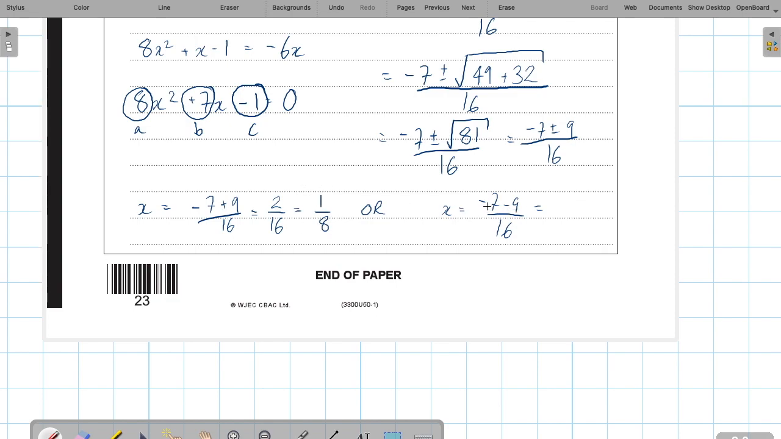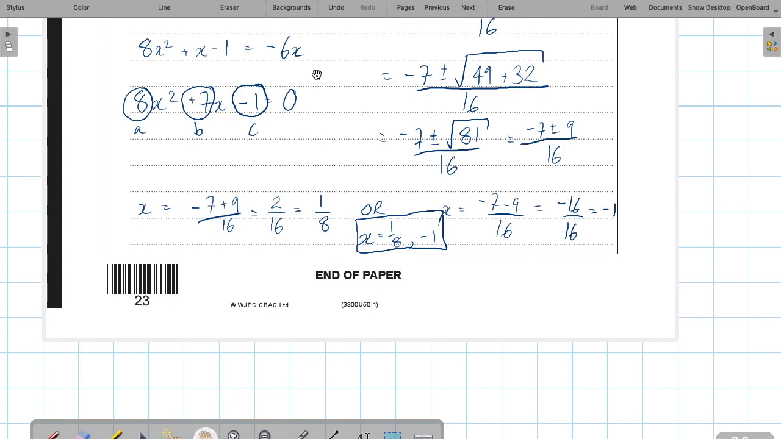Or minus 7 minus 9. When we've got two of the same sign, I like to just forget the signs, add them together. 9 and 7 is 16, so it's minus 16. Divide by 16. Same number, top and bottom, with a different sign, is minus 1. So those are our two answers. x equals 1/8 and x equals minus 1.